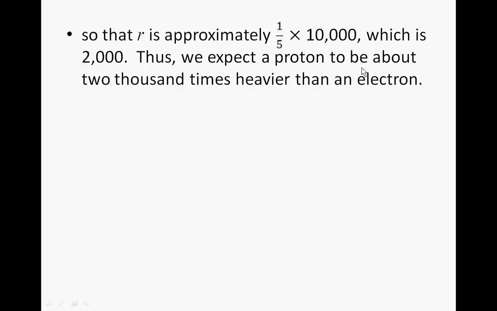Now you might be asking where the 10,000 comes from. Well, that's 10 to the 4th power, written out in standard notation. So 10 to the 4th power is 10,000. 1/5 of 10,000 is about 2,000. Thus, we expect a proton to be about 2,000 times heavier than an electron.